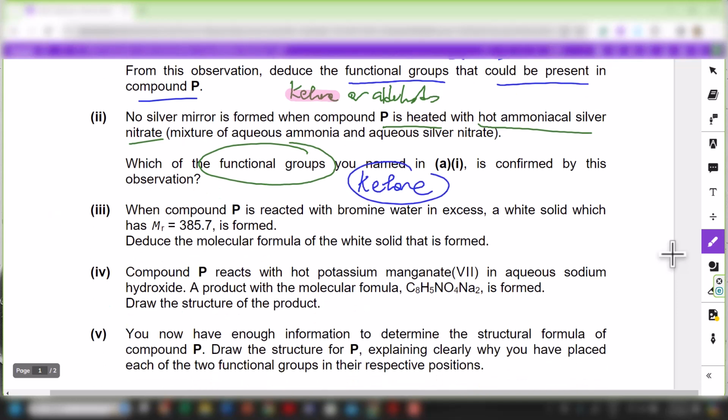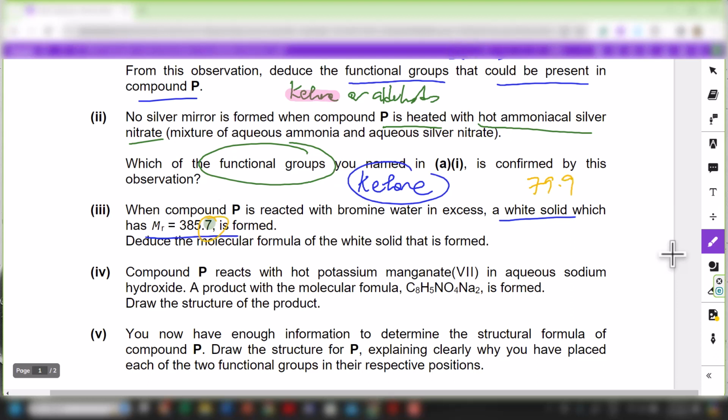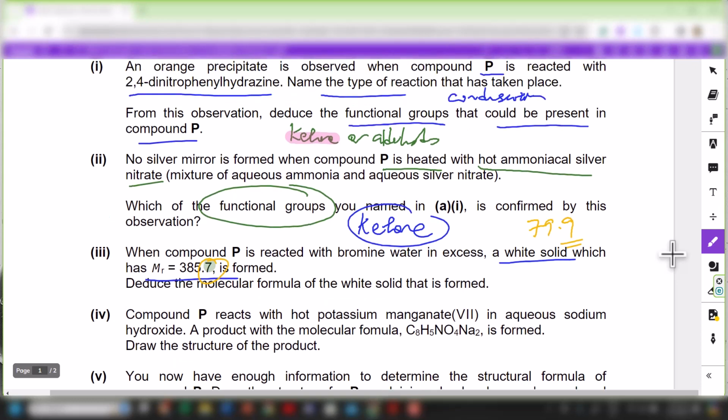Then when compound P is reacted with bromine water in excess, a white precipitate with this particular molecular formula is produced. You notice the key thing is the Mr. If you are looking at bromine, its Ar is 79.9. For you to get the new Mr, that means that 3 bromines must have been added, either substituted or simply added. So I think we can analyze from here.